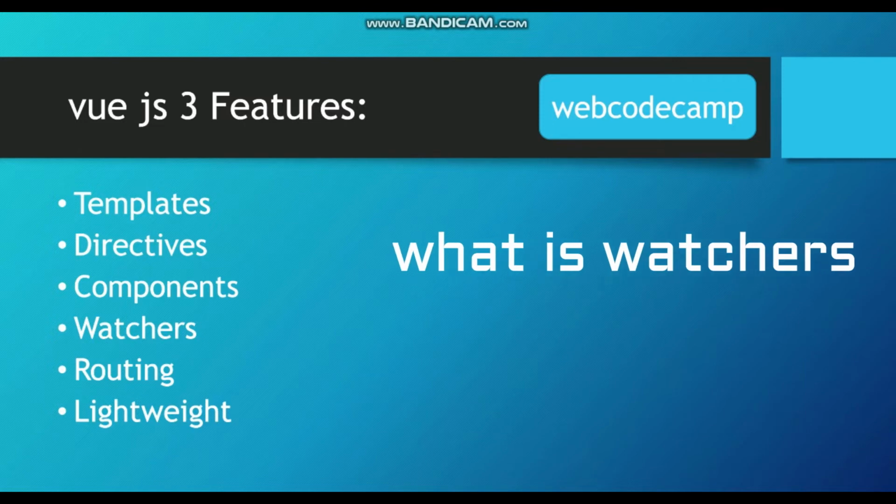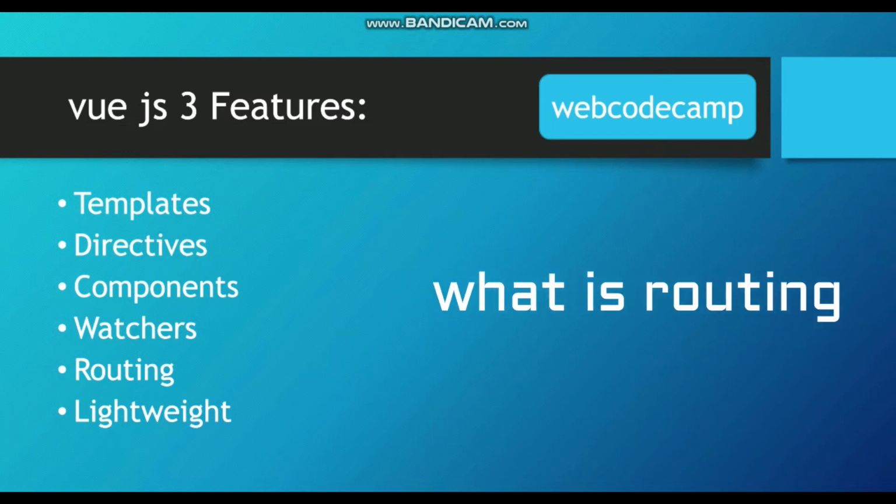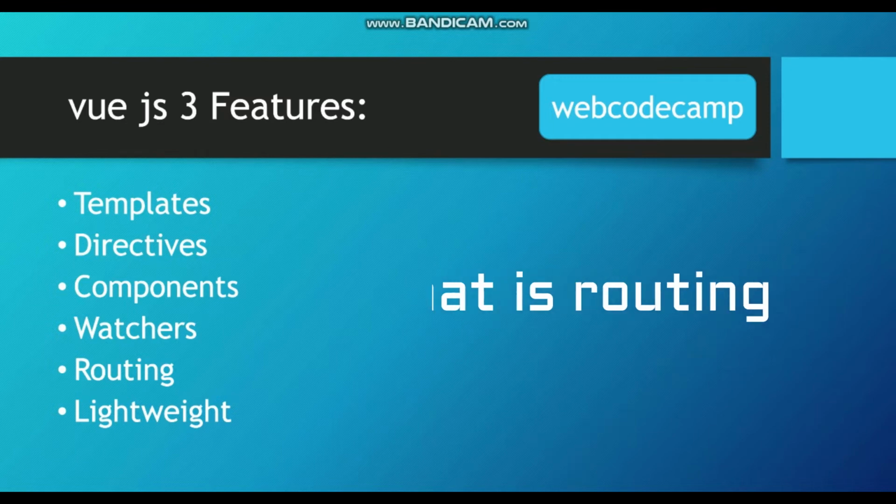What are watchers? Watchers are applied to the data and its changes. For example, for an input element we don't have to add any additional events. The watcher takes care of handling the data changes, making the code simpler and faster. So watchers are a very important part of Vue.js. Then routing. What is routing? Routing is navigation between pages, performed with the help of Vue Router.